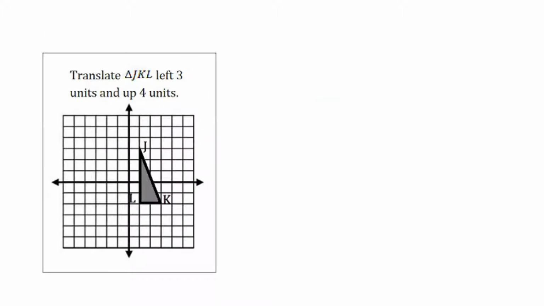In my first example here, we want to translate triangle JKL left 3 units and up 4. First off, I'm going to start by writing our notation. I'm taking those original points, and if I'm going left, that means I'm going to subtract 3, and if I'm going up, that means I'm going to add 4. Again, the x's and the y's tell me whether I'm moving left or right and up or down. So here, I have my original 3 points on my graph.